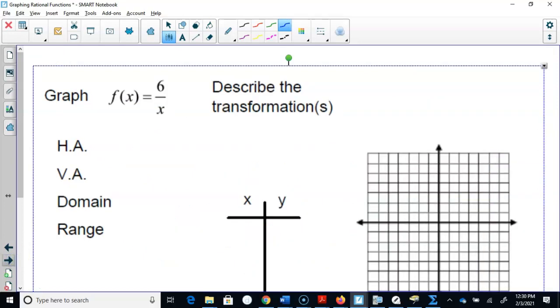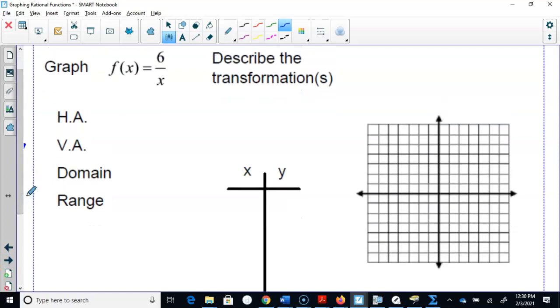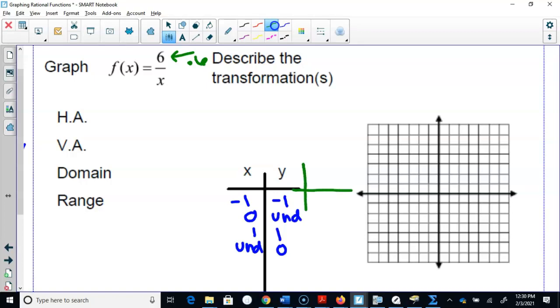6 over x. Okay, so what's going on in this one? Again, I'm going to go a little bit faster because we've gone through it. We have negative 1, 0, undefined, 1, 1, undefined, 0. Is there anything going on inside? There is not. Is there anything going on outside? Yes. We have a 6 here in the numerator. That is a multiplication of 6 to get there. 6 was multiplied by 1 to get there. So we do the same to the y values.